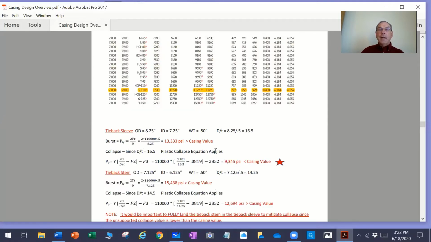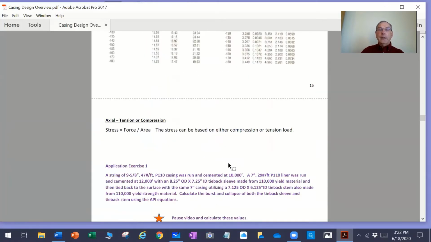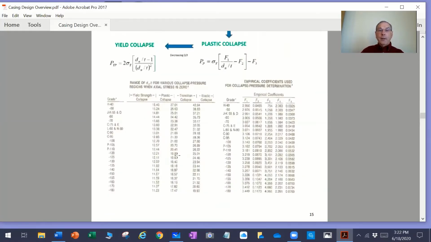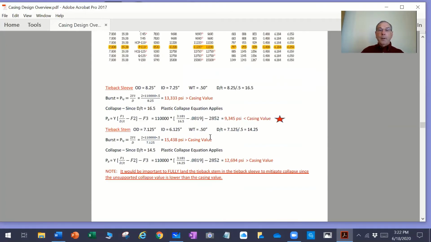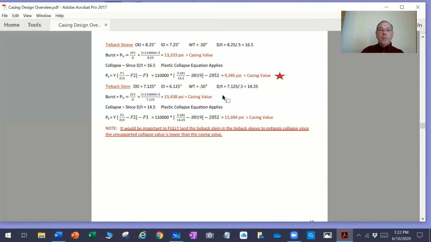equation applies. Looking at our table up here, using this table, the plastic equation applies. We plug the values into the plastic equation, and we get a value of collapse for the tieback stem of 12,694 pounds, which is greater than the casing value. So the only one that was less than the casing value was the collapse of the tieback sleeve.